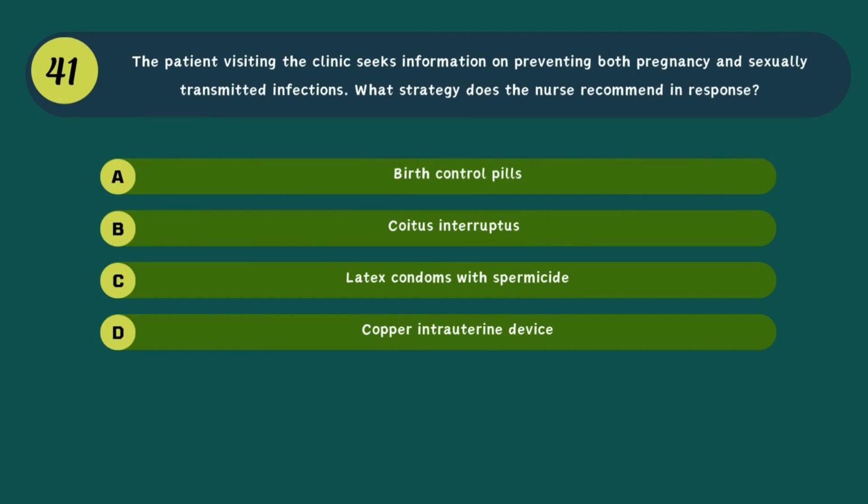Question 41. The patient visiting the clinic seeks information on preventing both pregnancy and sexually transmitted infections. What strategy does the nurse recommend in response? A. Birth control pills. B. Coitus interruptus. C. Latex condoms with spermicide. D. Copper intrauterine device.